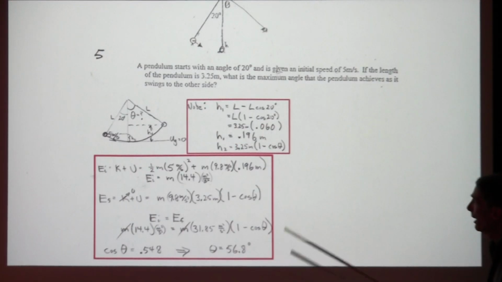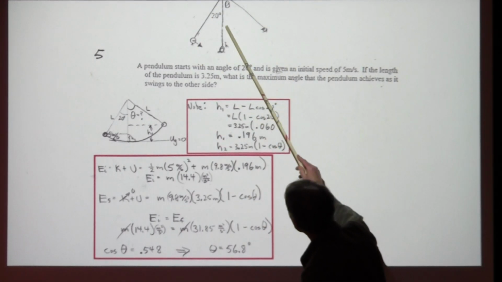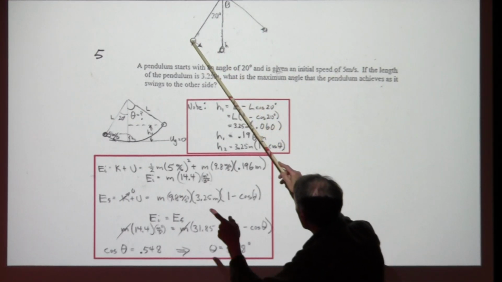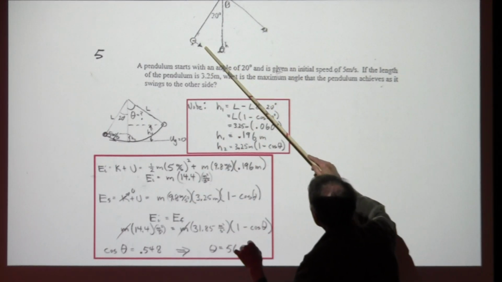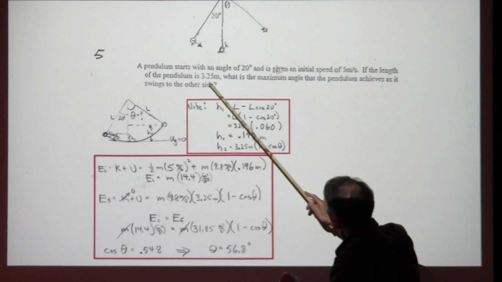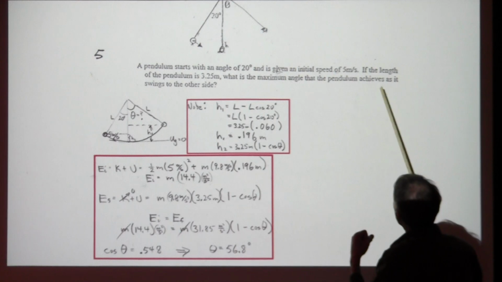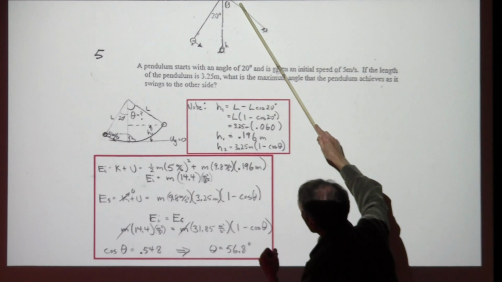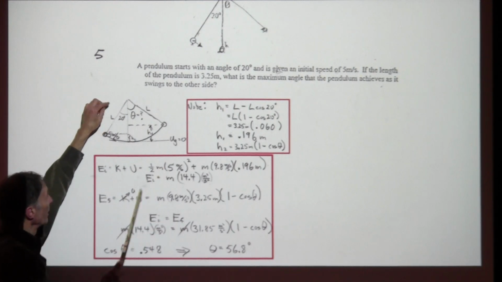Okay, so let's look at a couple here. One is the idea of this pendulum. It starts at 20 degrees, and is given an initial speed of 5 meters per second. So it's actually maybe pushed and it's going to swing up to some height. He gives you, if the length of the pendulum is 3.25 meters, what is the maximum angle that the pendulum achieves as it swings to the other side. So it wants to find what is this angle up here. I think we could use a better picture here, but this is a little better, but not much better.